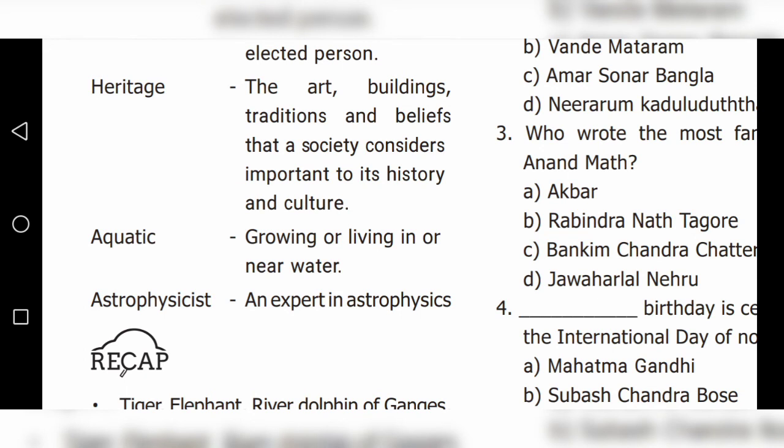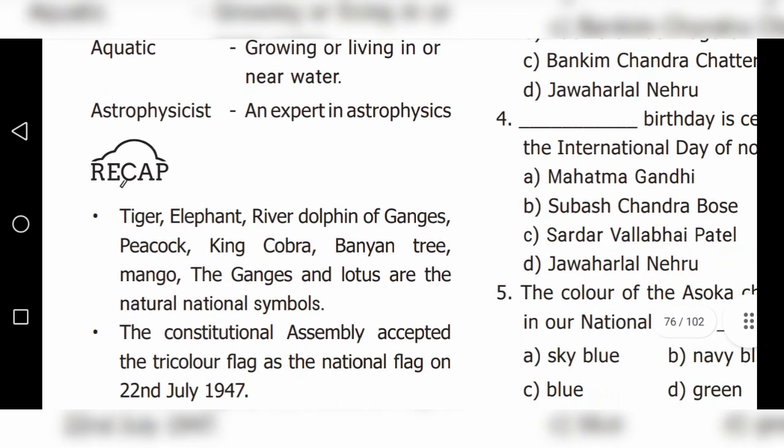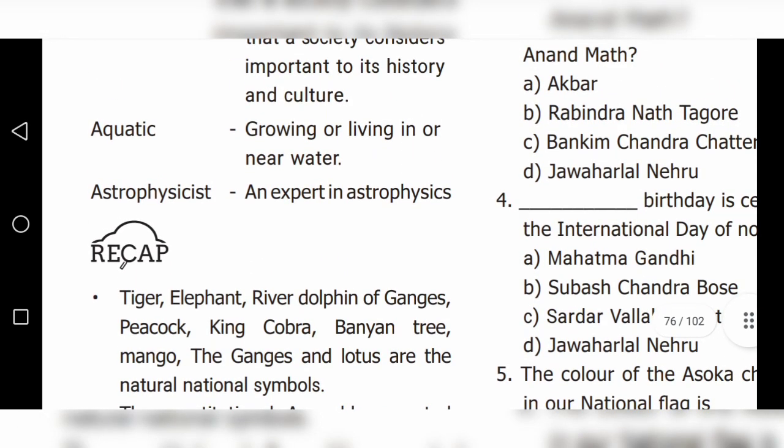Next one, aquatic. Aquatic means growing or living in or near water. Aquatic, all should know, aquatic means water. Next, astrophysicist. Astrophysicist means an expert in astrophysics.